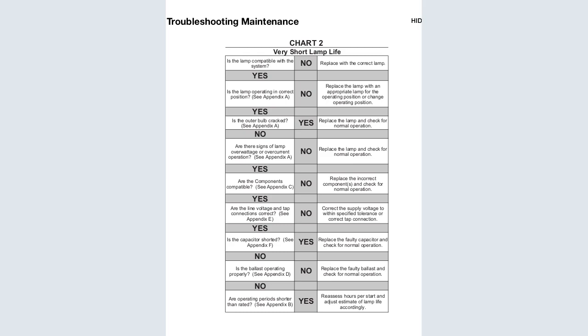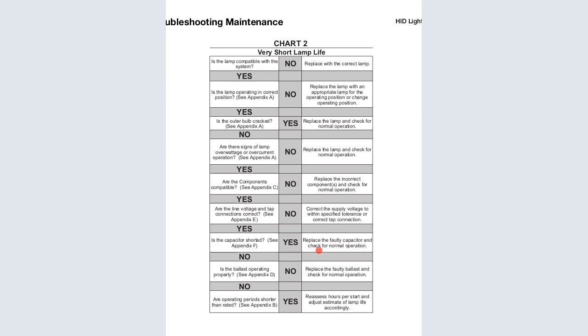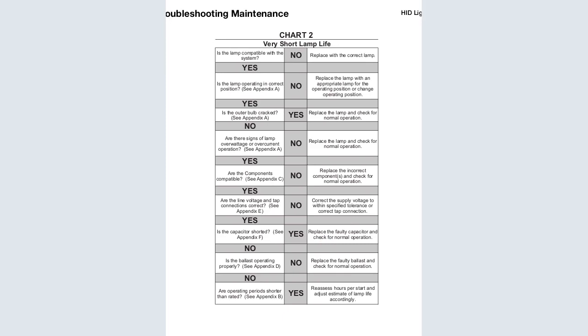But if the answer is no, you proceed and ask yourself, are there signs of lamp over wattage or over current operation? If the answer is no, then replace the lamp and check for normal operation. If the answer is yes, then are the components compatible? If the answer is no, then replace the incorrect components and check for normal operation. If the answer is yes, then ask yourself, are the line voltages and tap connections correct? If the answer is no, then correct the supply voltage to within the specified tolerance or correct the tap connection.